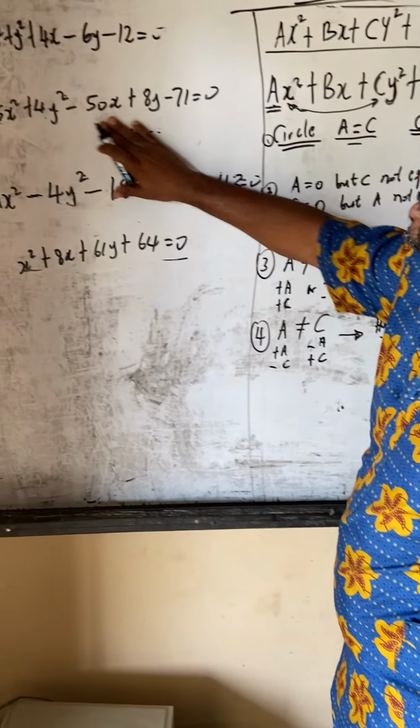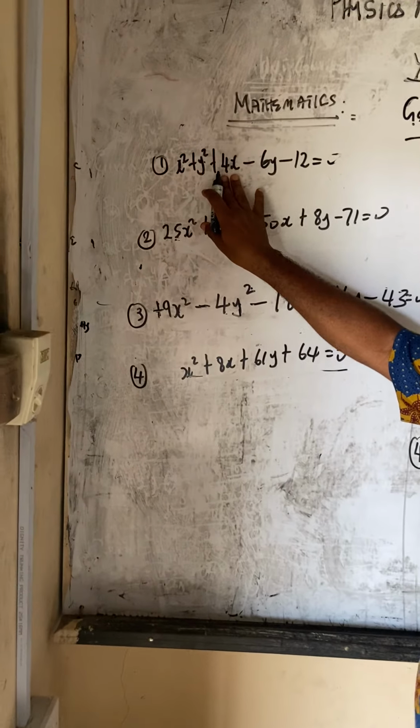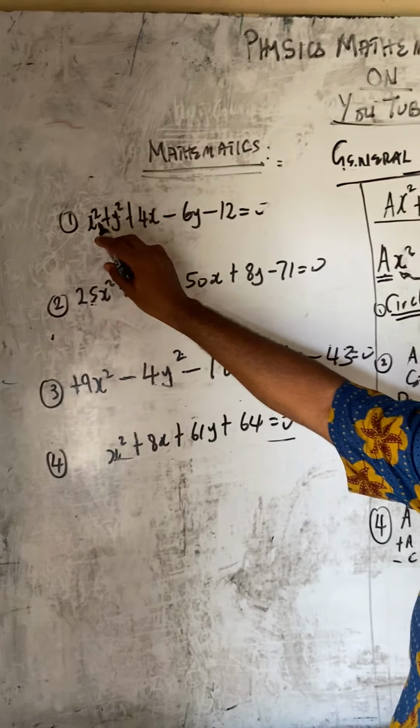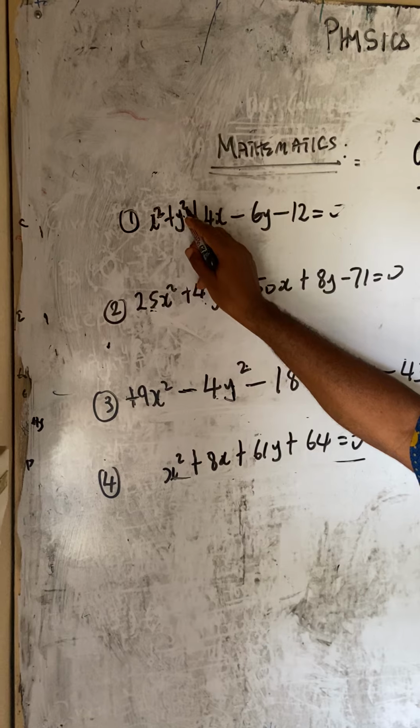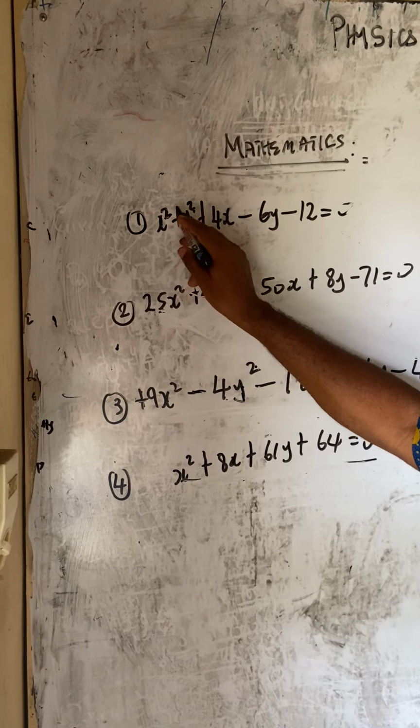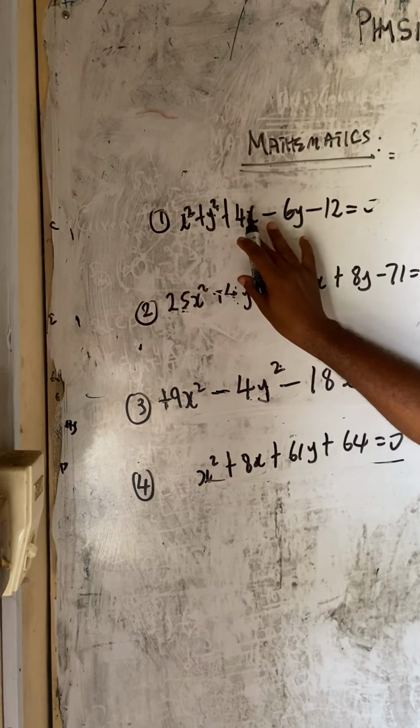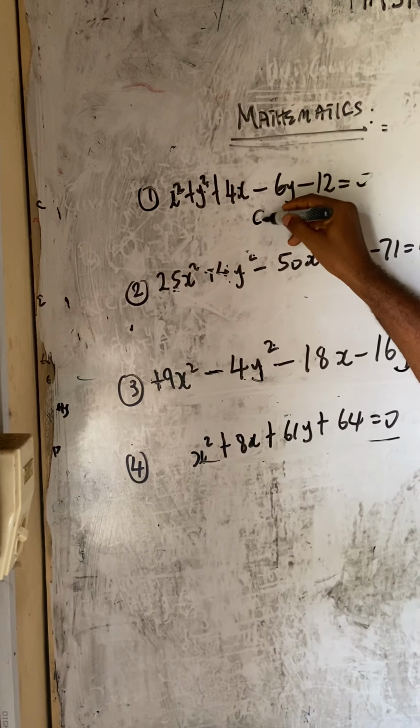Now let's go to this question that I have here. Look at this question here. The highest variable power here is 2, and here is also 2. So the coefficients I have here, they are the same. Therefore, this equation represents that of a circle.